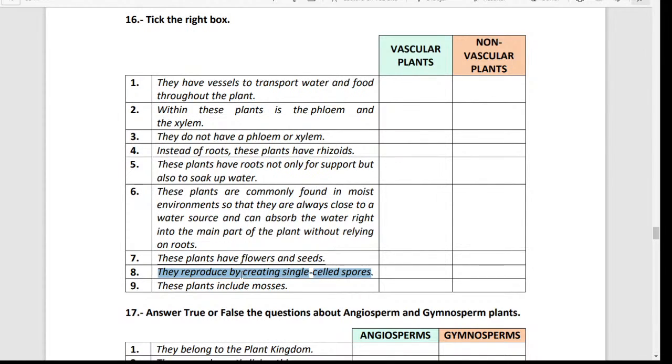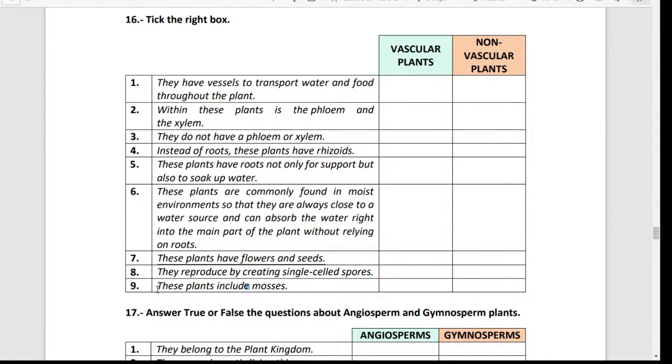Attention. Number 8, they reproduce by creating single-celled spores. So a very clear answer is non-vascular. But there are some exceptions. For example, ferns. Okay, ferns. In vascular plants we have ferns. Ferns are vascular. Okay, and they reproduce also by spores and non-vascular as well.